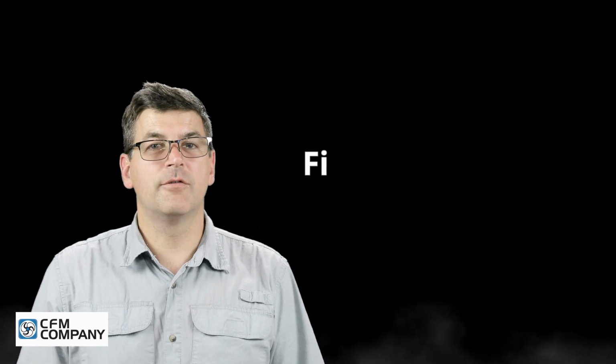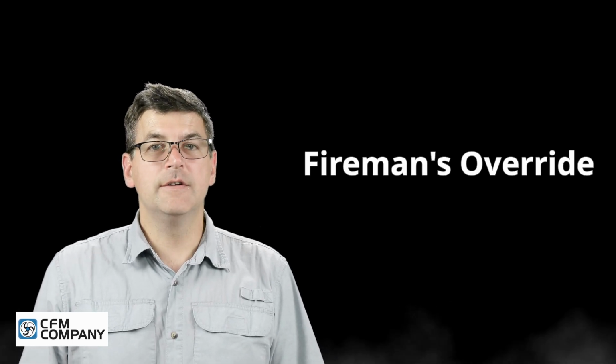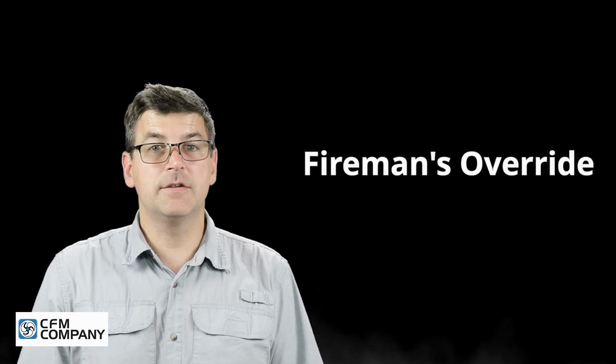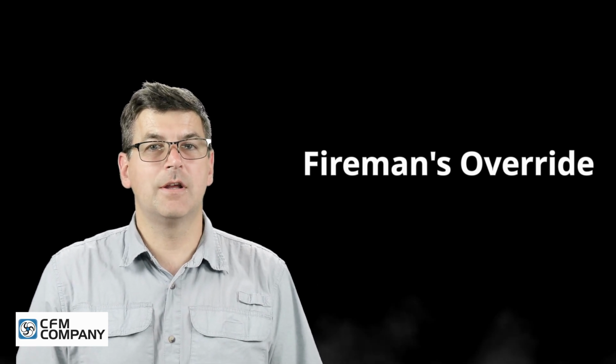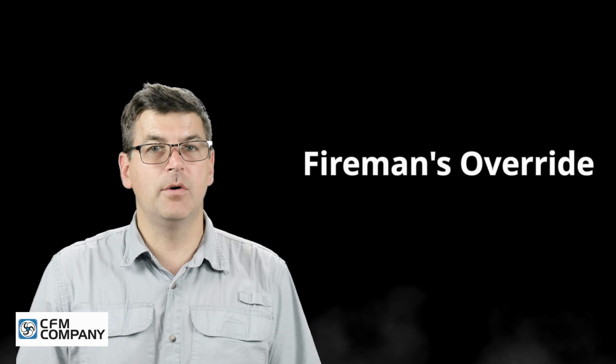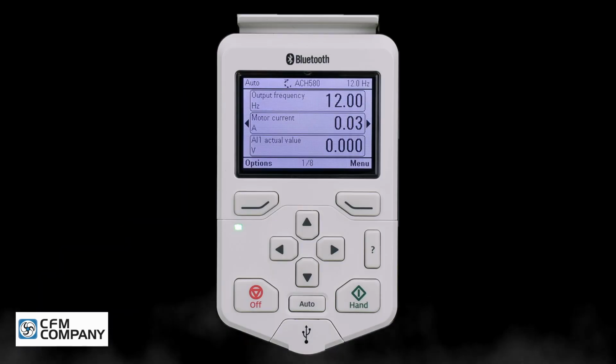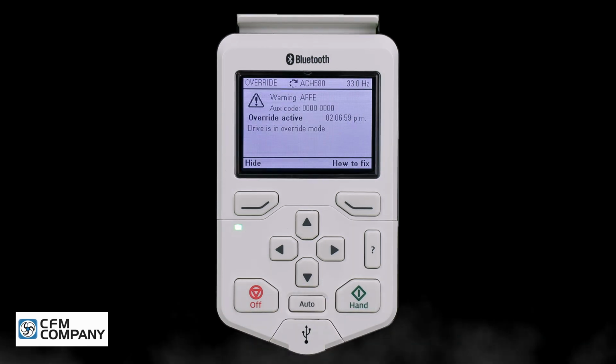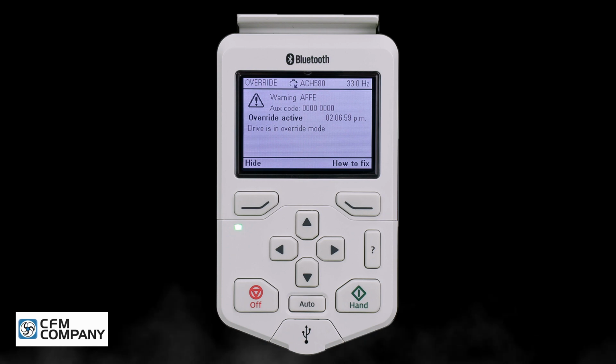Override mode is short for Fireman's Override Mode. This is a special mode in the ABB ACH580 that allows the drive to respond with priority to commands given by the building fire, smoke, and life safety system. During normal operation, regardless if the drive is in hand, off, or auto, activation of the override input will force the drive into override mode.